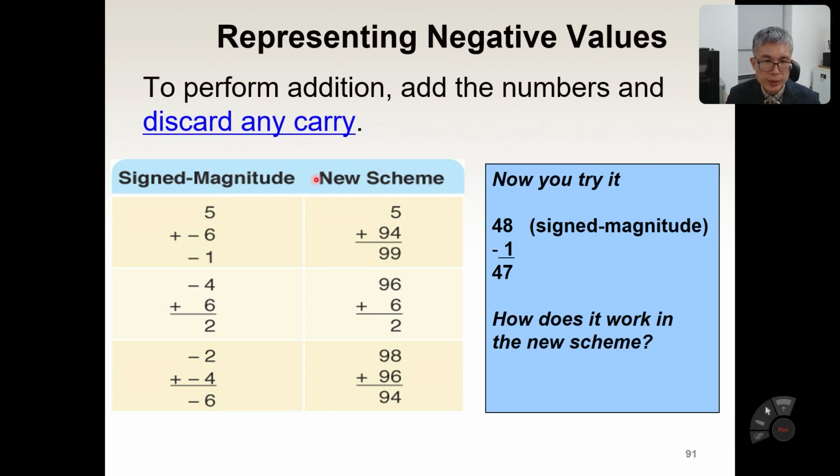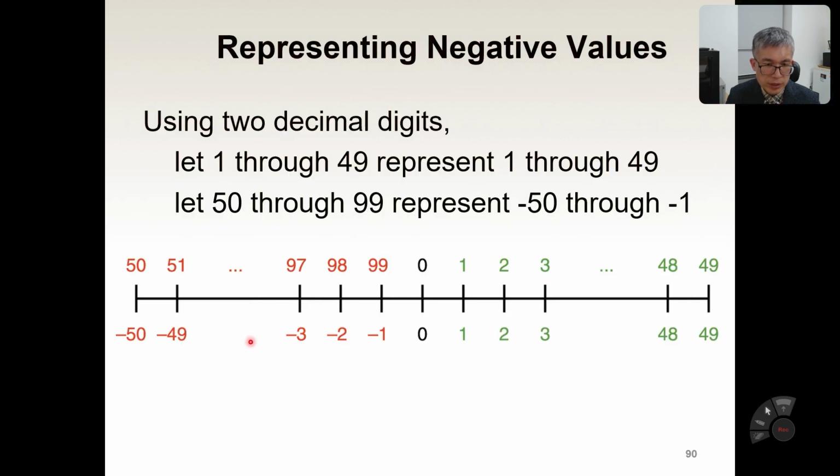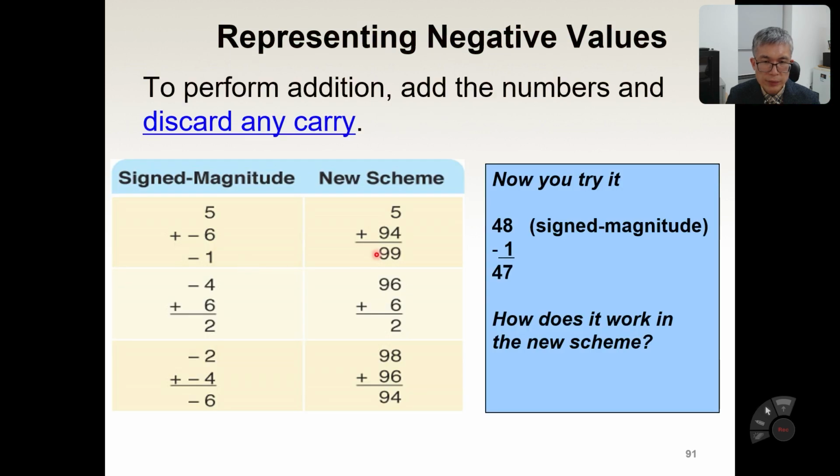So the new scheme. In the signed case, 5 minus 6: the sign of the greater magnitude is used, so minus 1. But in the new scheme, minus 6 is 94. Right? And then we can just sum like positive numbers. So in that case, minus 6 is 94.